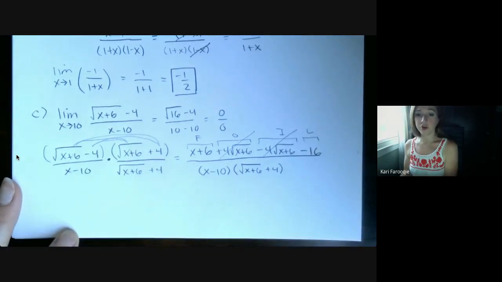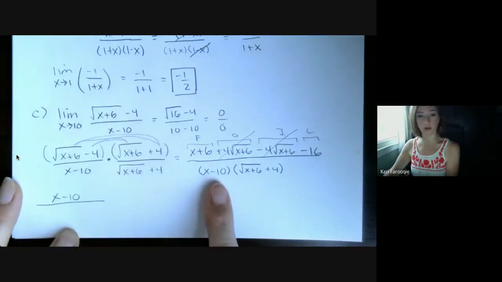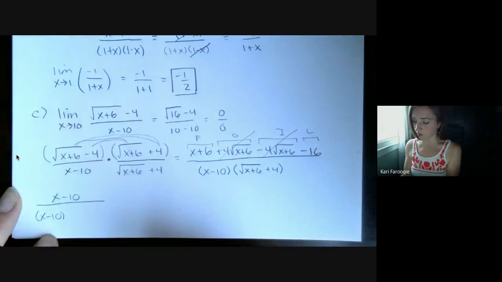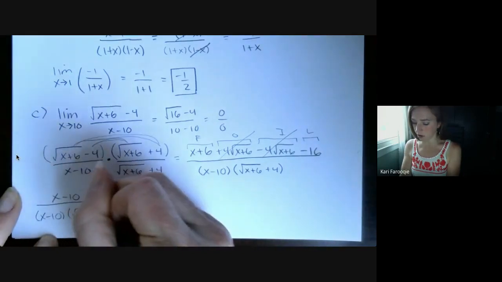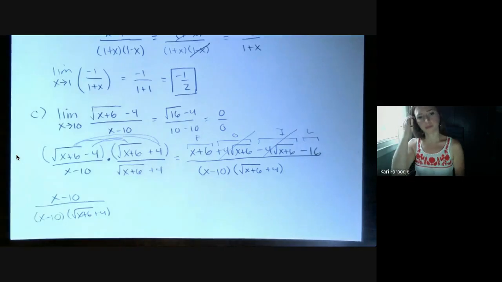Simplify what's left in the numerator. You have x plus 6 minus 16. That's really x minus 10. And now you can see why you left the denominator factored. Because now you have factors of x minus 10 in the numerator and denominator that are going to cancel. Questions so far?